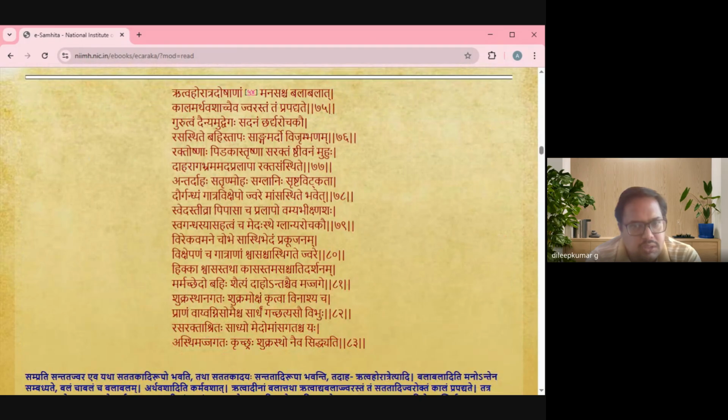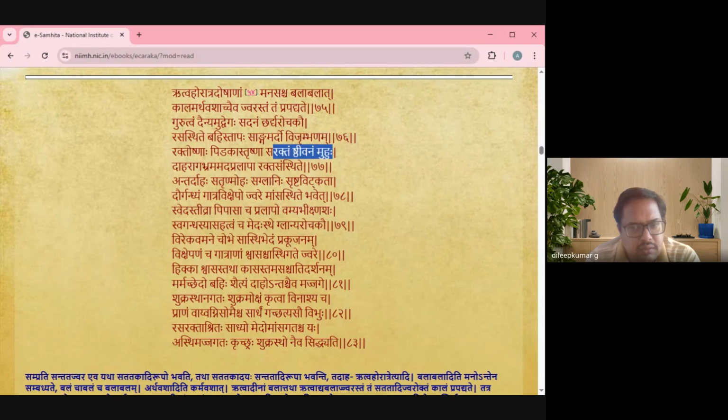Next, Dhatugata Jwara has been mentioned. You can make a chart. Rasadhatu involvement causes Bahistapa, Angamarda, Vijrumbana, excessive yawning. Raktagata Jwara: Ushna Pidaka, Trushna, Saraktam Stevanam, Moha, hemoptysis, Daha, Raga, Brahma, Mada, Pralapa, Rakta Samstite. So these are all the presentations of Raktagata Jwara.